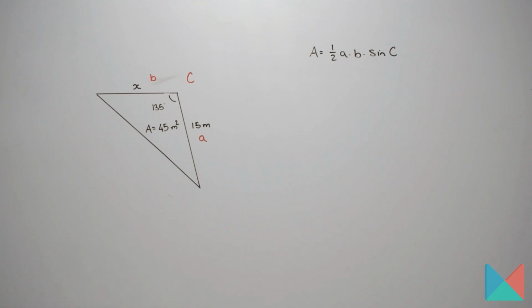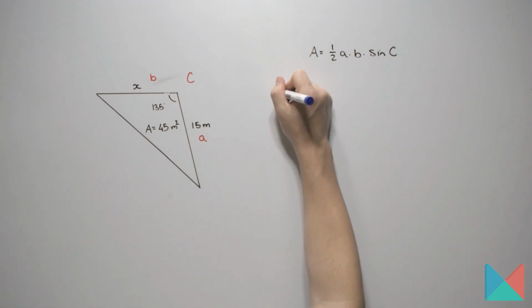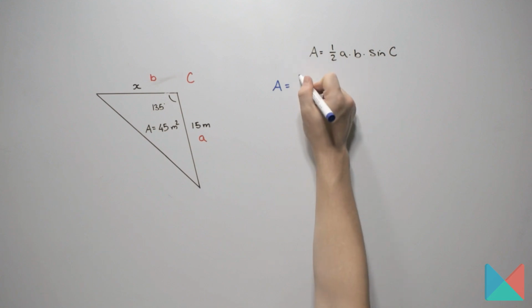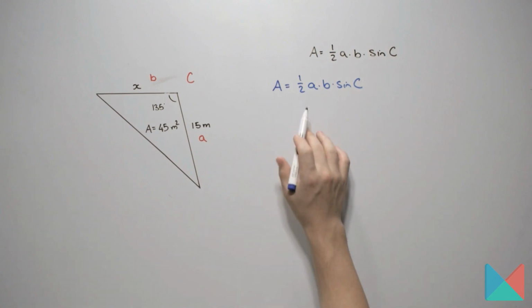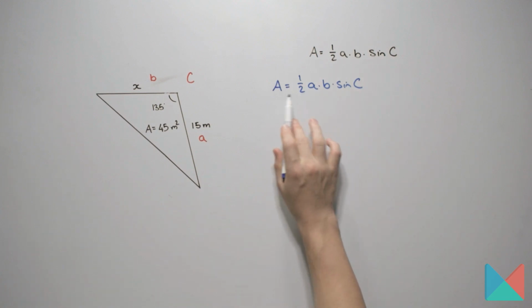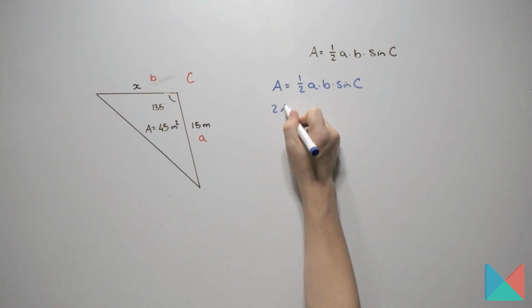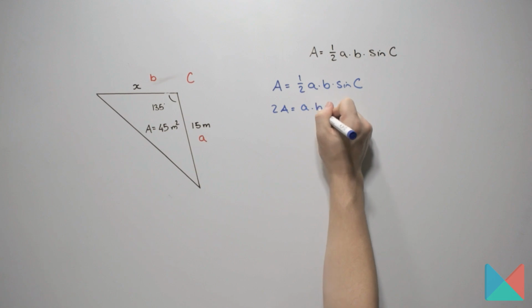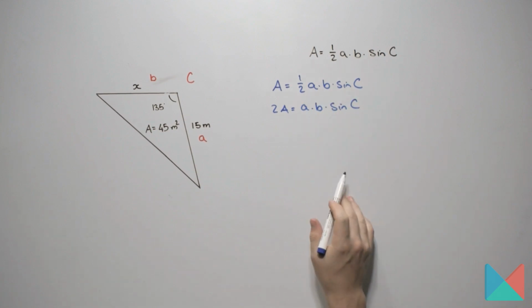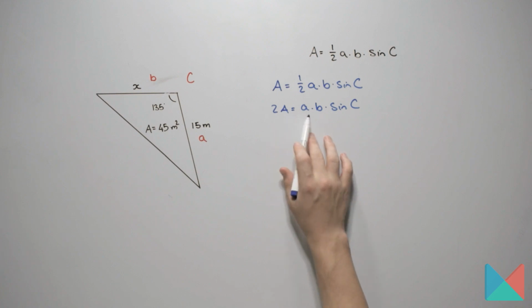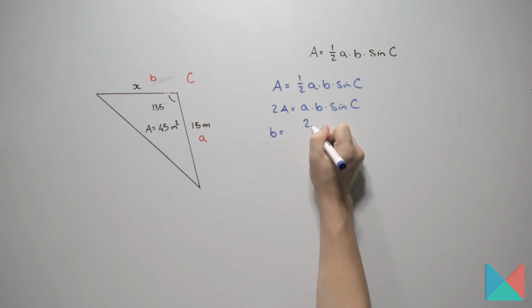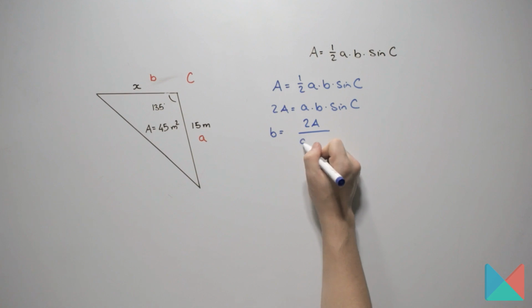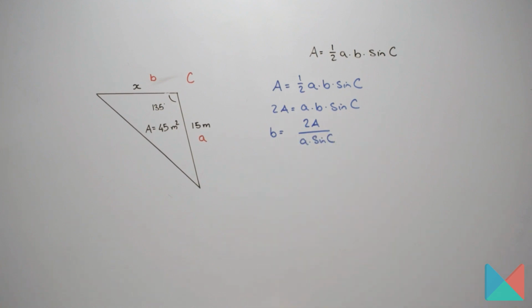And so notice here we are solving for our side B. And so when we have the area rule, we're going to rearrange it to solve for B. So we have half AB times sine of C, and we're going to start off by timesing both sides of the equation by 2, and we get 2 times the area equals A times B times sine C. And now to isolate B, we're going to divide both sides of the equation by A sine C. So we get B equals 2 times the area over A times sine of our angle C.